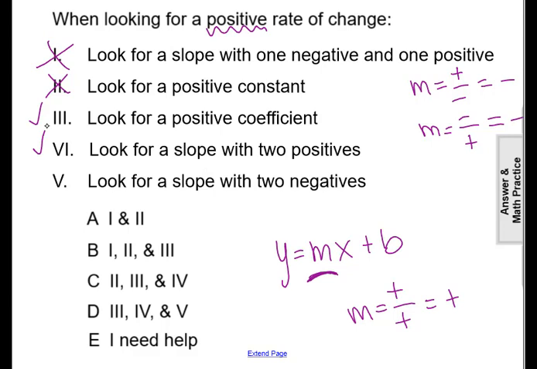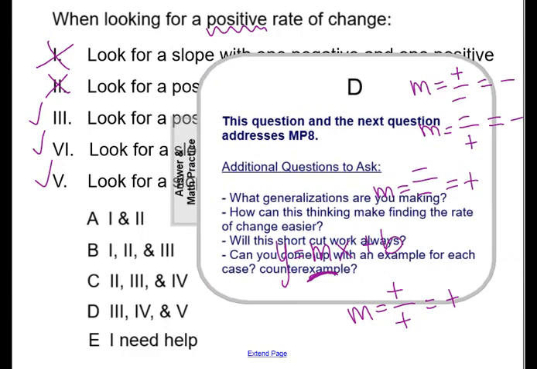And finally, statement 5 says to look for a slope with two negatives. Well, if we had a slope with two negatives, a negative divided by a negative is actually a positive. So that would be a positive slope indicating a positive rate of change. So statement 5 works. In fact, statements 3, 4, and 5 will be true statements when looking for a positive rate of change, because they create positive slopes, which is the same thing. So our answer is statements 3, 4, and 5, which is going to make our answer choice D.